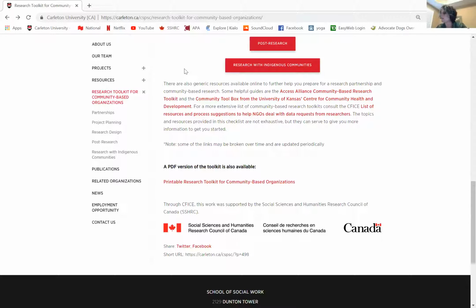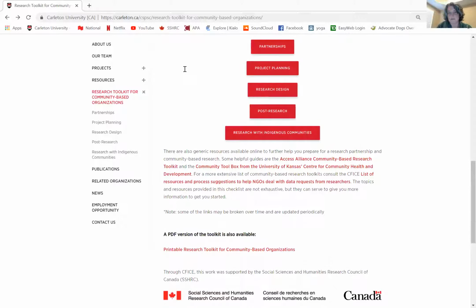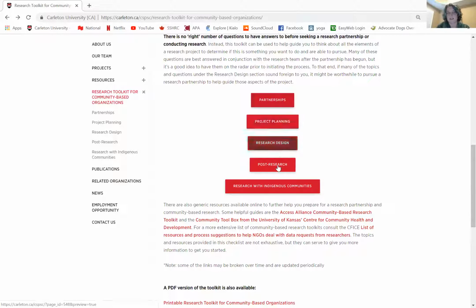All right. So there are different ways to navigate through. We have the main sections, which can be found here and also along the side.